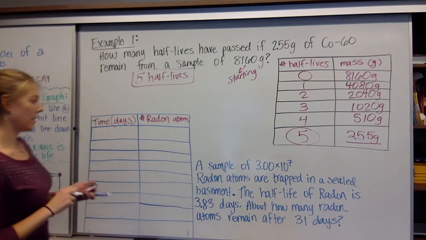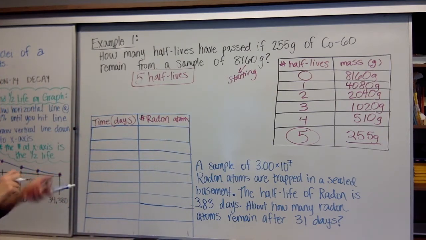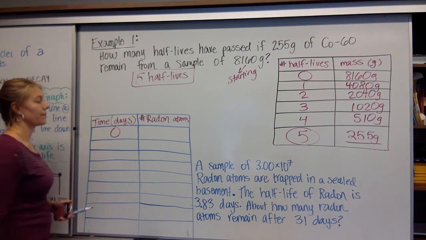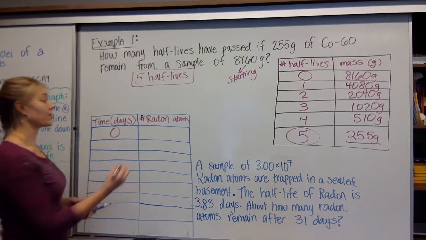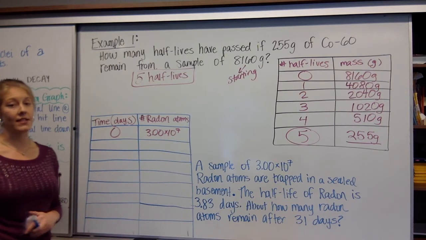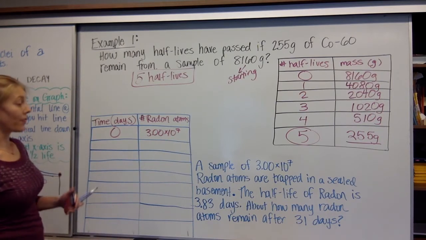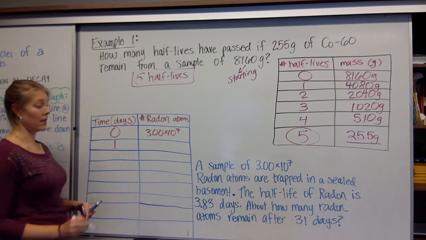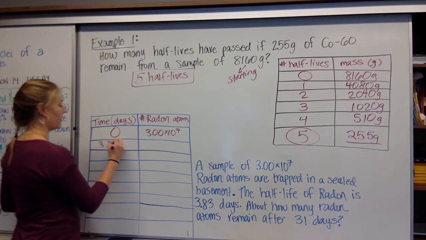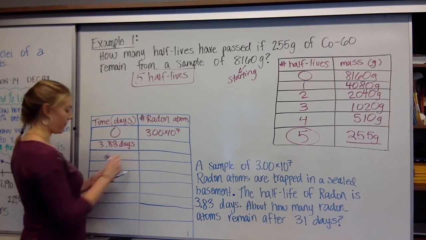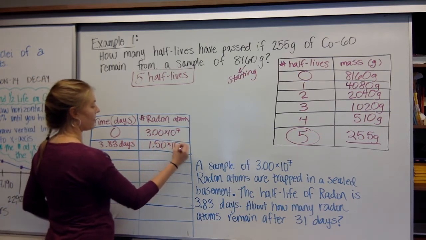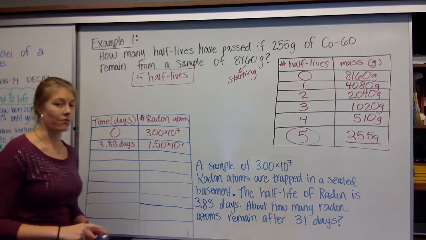Okay? Now, what time am I starting with? Always 0. So after 0 days, how much of my sample remains? Well, exactly what I start with. 3.0 times 10 to the 7th. That's how many radon atoms remain. After, not after one half-life, after 3.83 days. That's one half-life. I'm going to have 1.50 times 10 to the 7th atoms remaining.